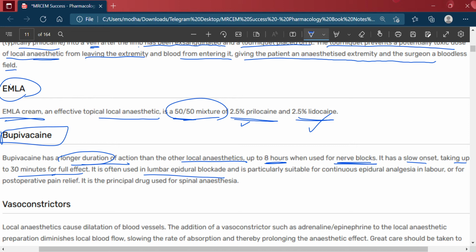It is often used in the lumbar epidural blockage, particularly suitable for continuous epidural analgesia in labor or for post-operative pain relief. It is the principal drug used for spinal anesthesia.